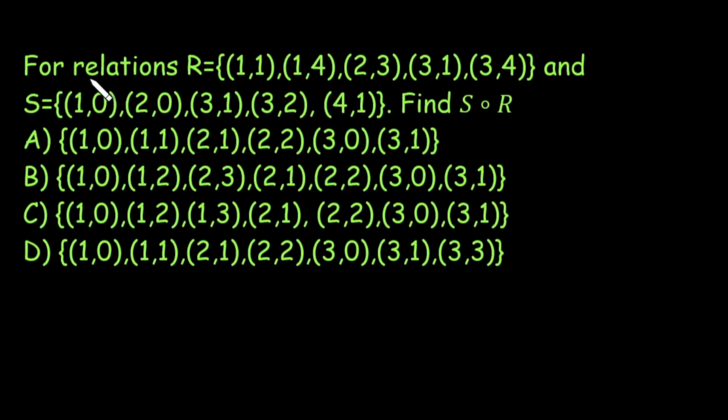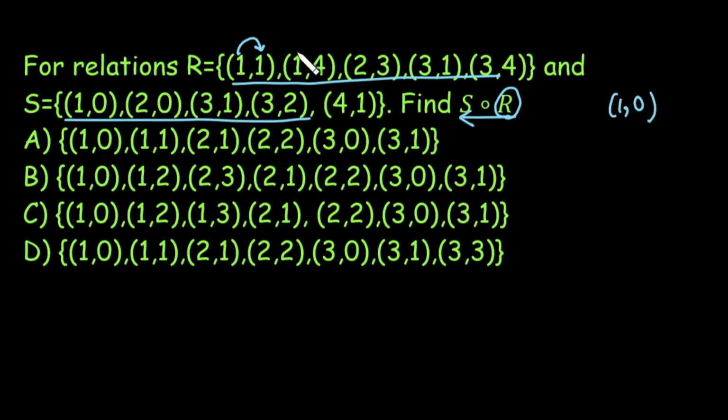Next question we have: if we have these two relations, find the value of S o R. S o R is basically a composite of relations R and S. So first we will take the element from R and then from the elements of S. Here 1 is related with 1 and 1 is related with only 0, so we are getting the ordered pair (1, 0). Then 1 is related with 4 and 4 is related with 1, so we are getting the ordered pair (1, 1).